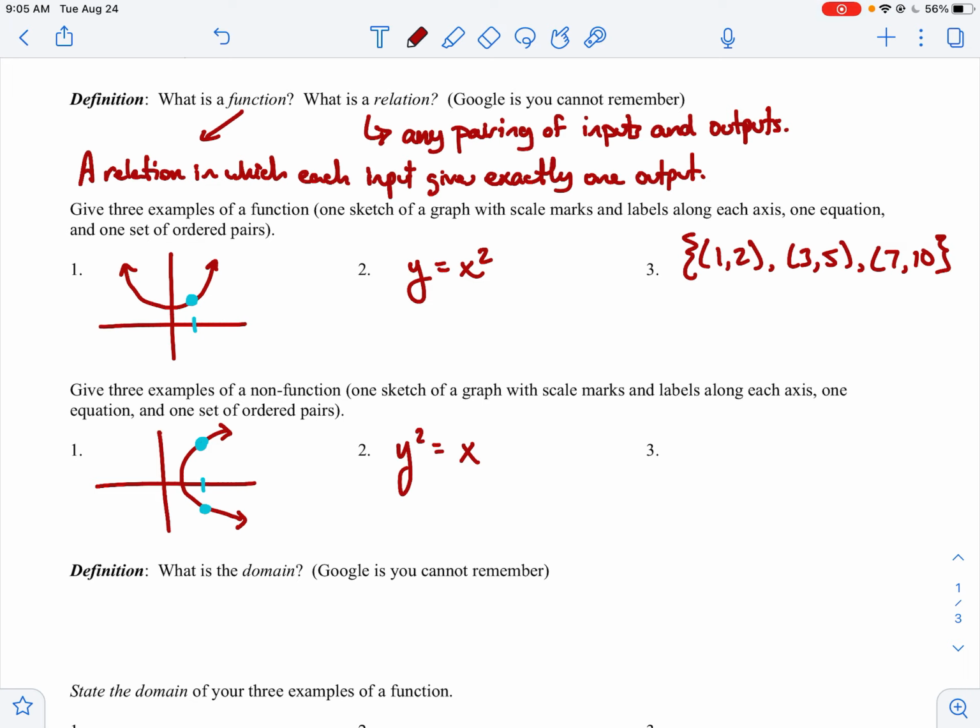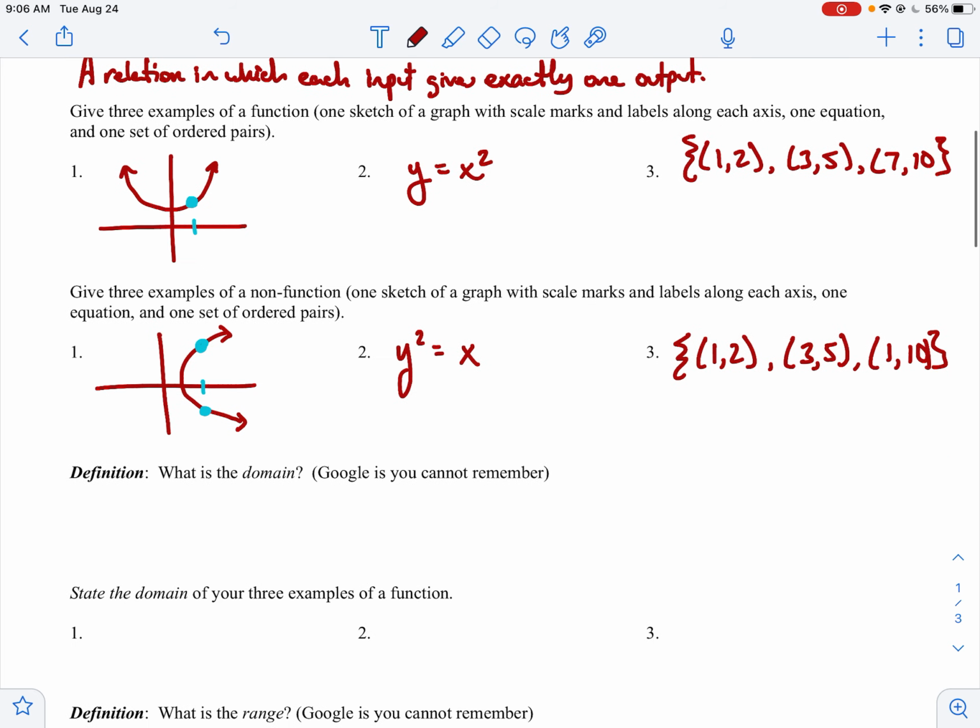And then if I were to come in here and change this to say 1, 2, and then I'll just keep this 3, 5. But then what if this one had been 1, 10? Now the input of 1 gives me 2, but it also gives me 10. So that's not a function. The majority of mathematics, at least in the beginnings of high school, is spent dealing with functions. But we also like to talk about what's not a function.